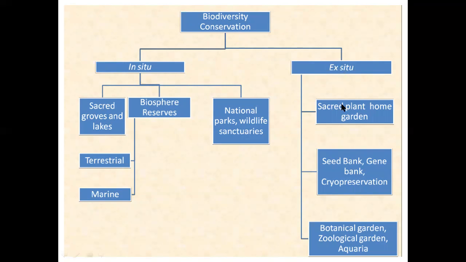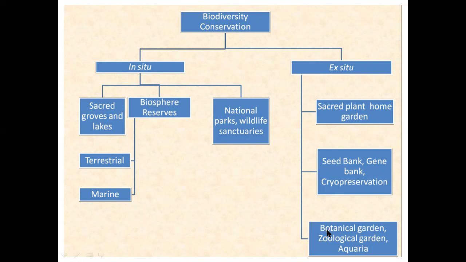And in case of ex situ, sacred plants, home garden, seed bank, gene bank, cryopreservation, and botanical garden, as well as zoological garden and aquarium. So you can very easily differentiate these two types of conservation of biodiversity.